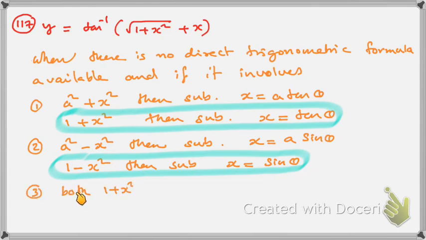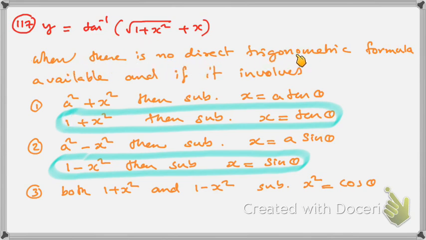The next one is, if there is a question where it involves both 1 plus x square and 1 minus x square, then I should replace x square by cos theta. So let's just go through this one more time. So when do we think about it?